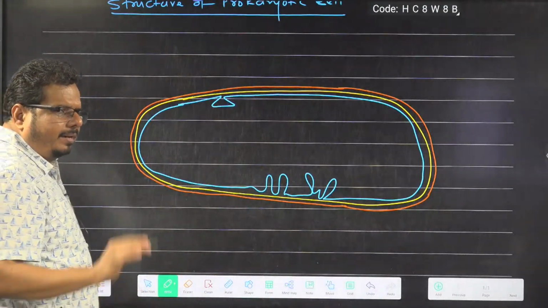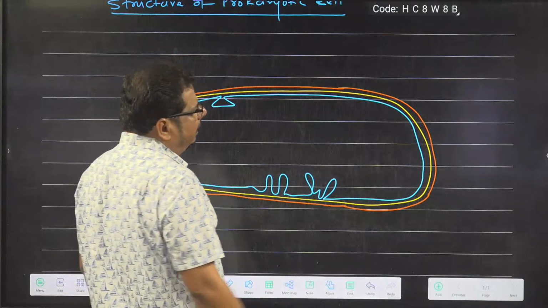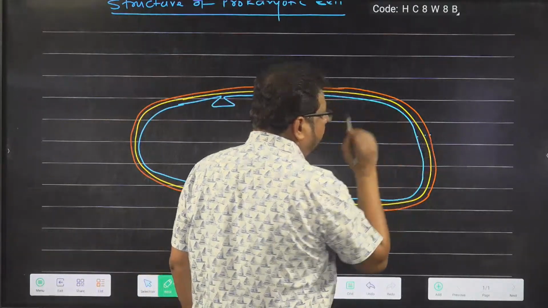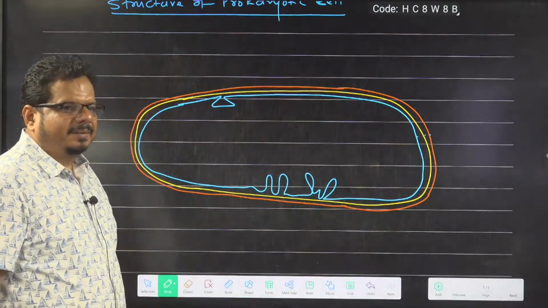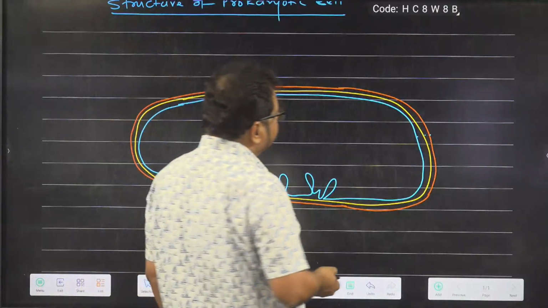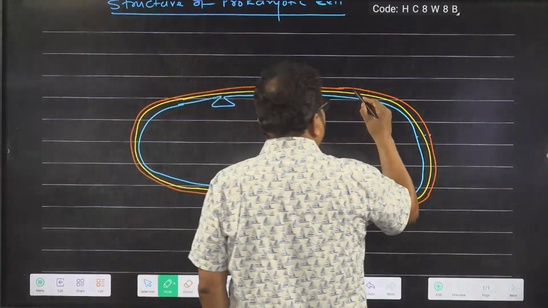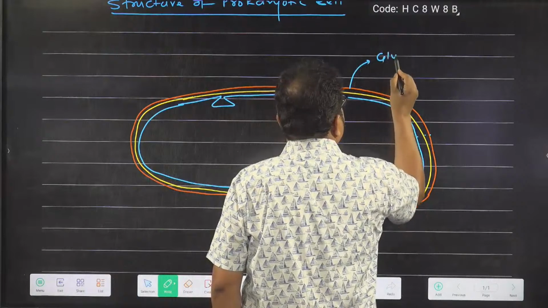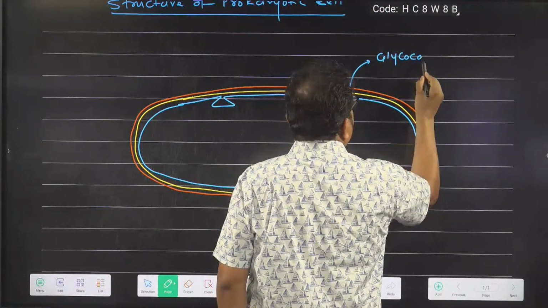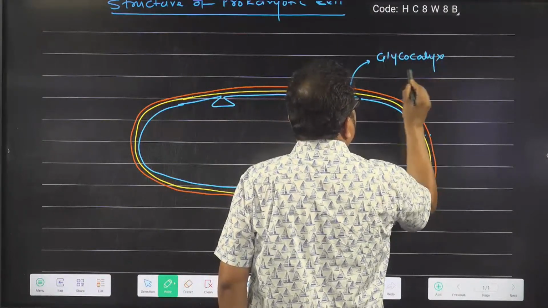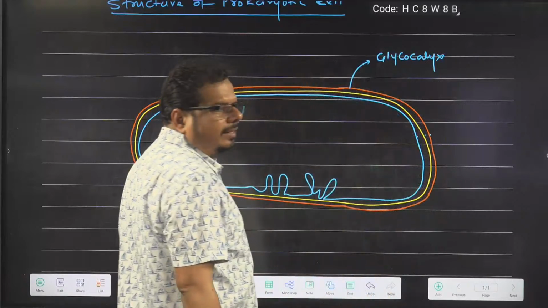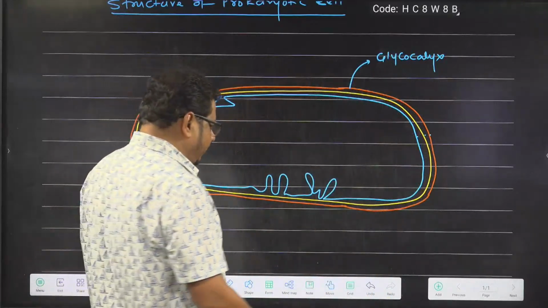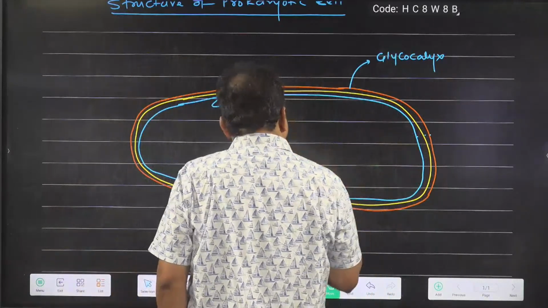So a typical prokaryotic cell is surrounded by how many membranes? Three membranes. Got the idea? Three layers. So if we talk about the outermost layer, it is called glycocalyx. The outermost layer of a prokaryotic cell is called glycocalyx. Getting the things or not?